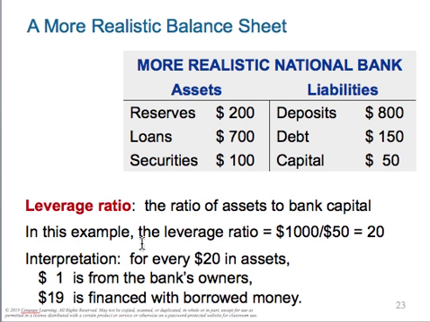The leverage ratio is the ratio of assets to bank capital in this example. The leverage ratio is 1,000 divided by 50, which equals 20. Now, here's an interpretation of that. For every $20 in assets, $1 is from the bank's owners. $19 is financed with borrowed money. So for every $20 that they have in assets, $1 is from the bank's owners and $19 is financed with borrowed money. So a bank has borrowed money that they use to finance their leverage ratio.